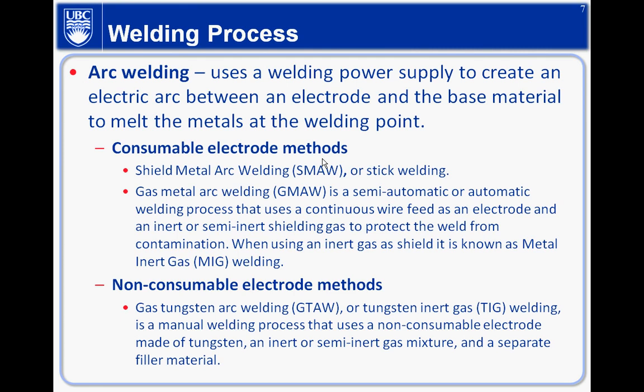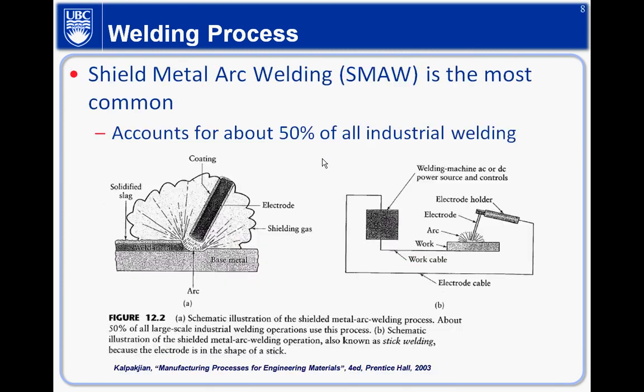Gas metal arc welding is also a consumable electrode method. But in this particular case, they use a continuous wire feed as the electrode. I'll show you a picture next. And then there's some inert gas to shield the metal and the weld from contamination. For the non-consumable electrode method, there's one called tungsten inert gas, TIG, TIG weld. TIG weld is very useful. It can be used on almost all different kinds of metals. So we'll look at a couple of pictures relating to these two different methods.